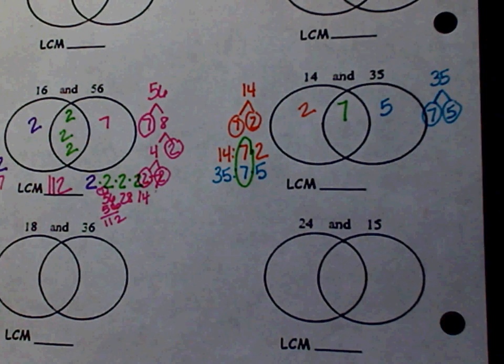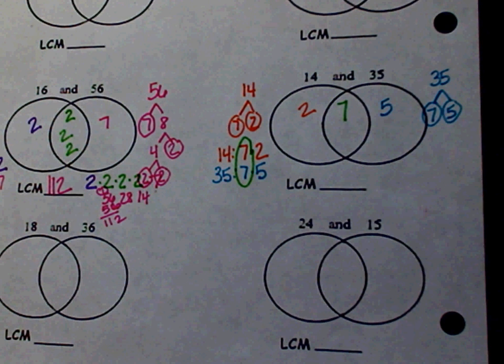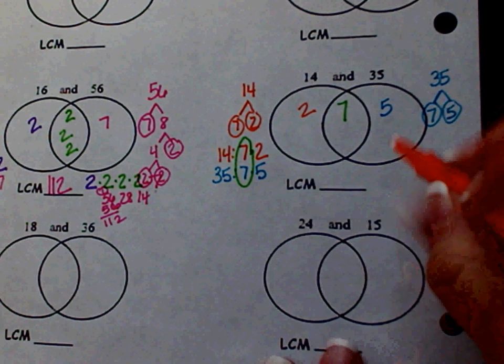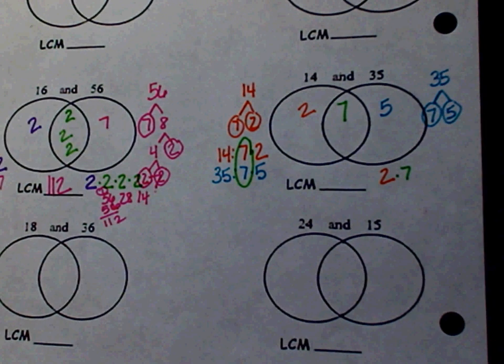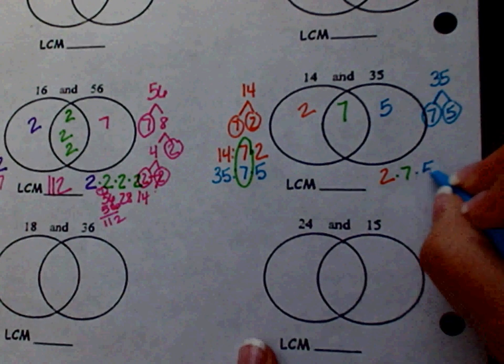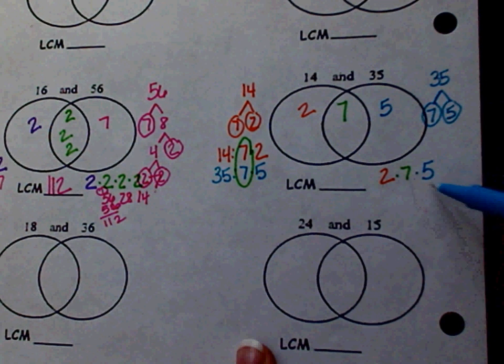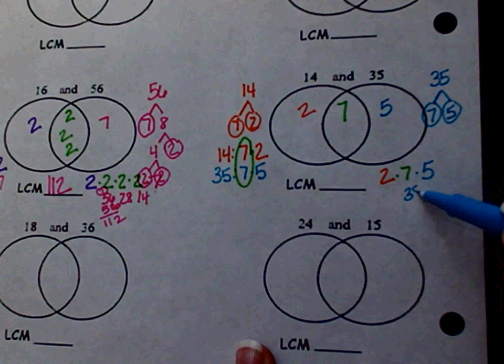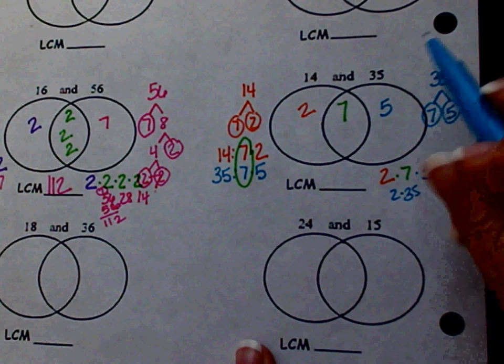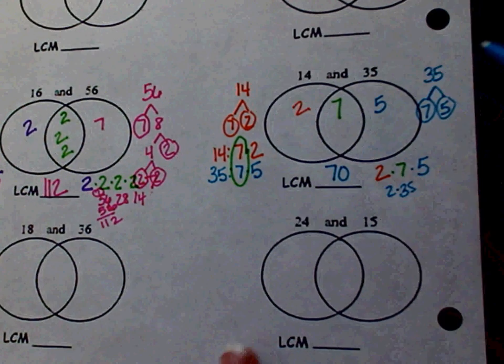Because we're looking at least common multiples, I'm going to multiply all together. So I'm going to multiply the 2 times 7 times 5. Well, I'm going to go backwards just because it's easier to multiply. 5 times 7 I know is 35. Times 2 is 70.